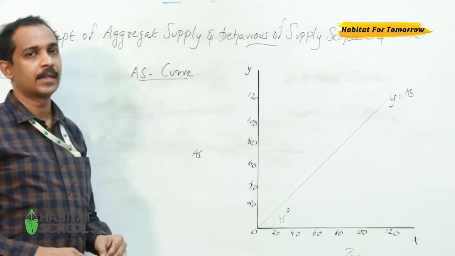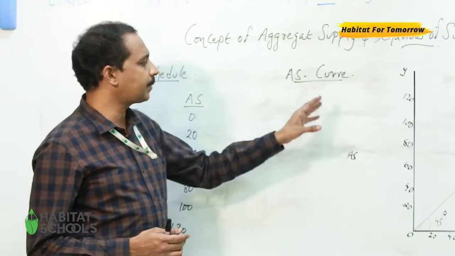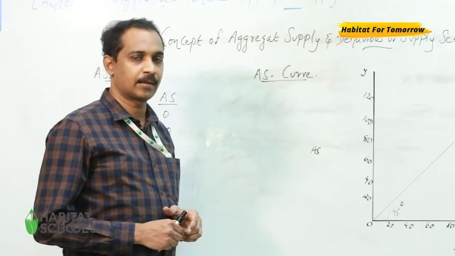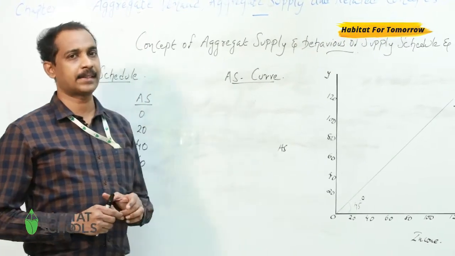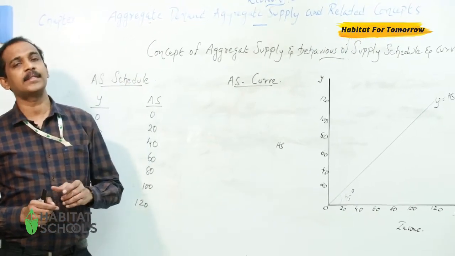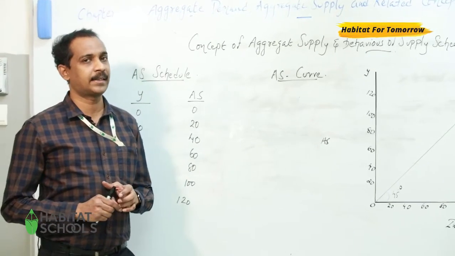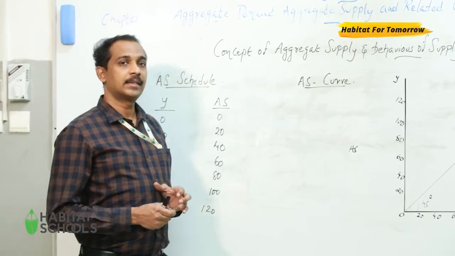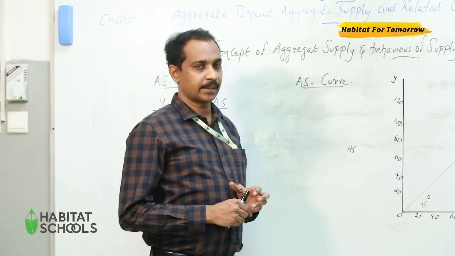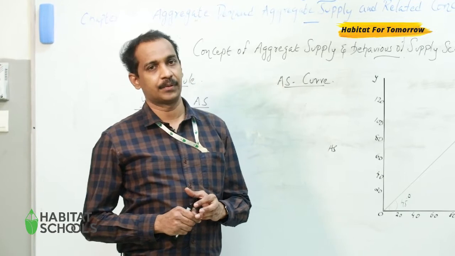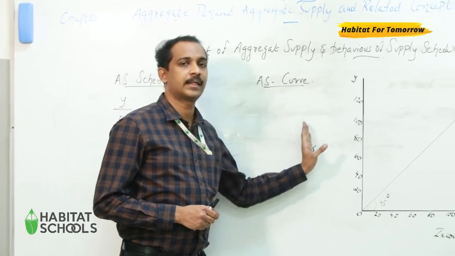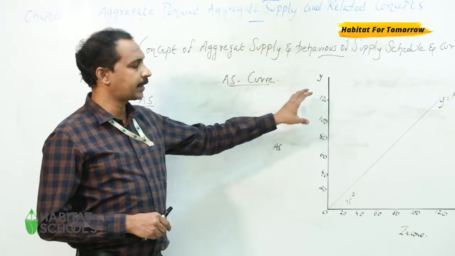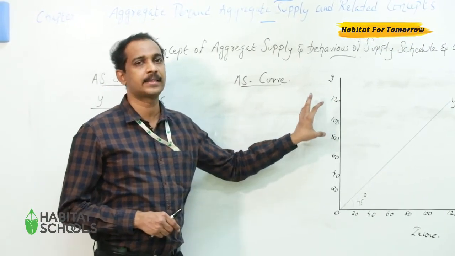You students know both are identical. That means income and supply are identical because of excess capacity in the economic system. Keynes made this assumption of excess capacity because he was dealing with severe unemployment economics during the time of the Great Depression. So it is true only when there is excess capacity or unutilized capacity. So this is the diagrammatic presentation of the aggregate supply curve.